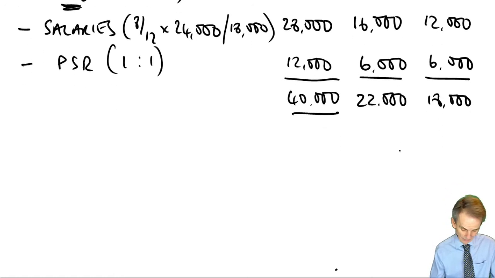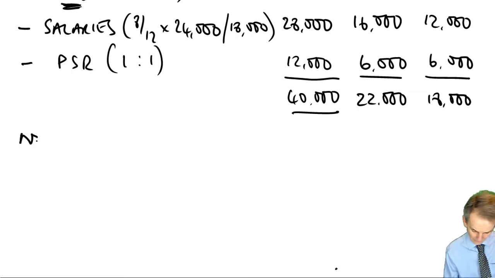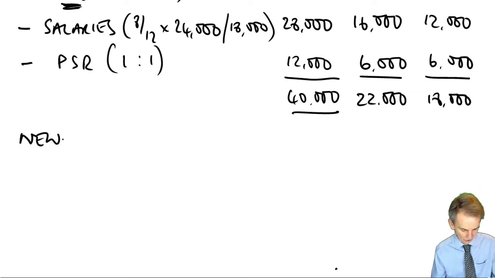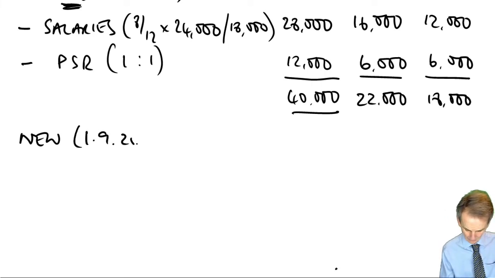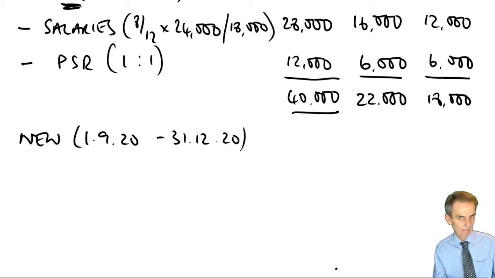So all we need to do now is to record the equivalent information for the period for which the new agreement ran, and that of course was from the 1st of September 20 through to the end of the accounting period, the 31st of December 20.